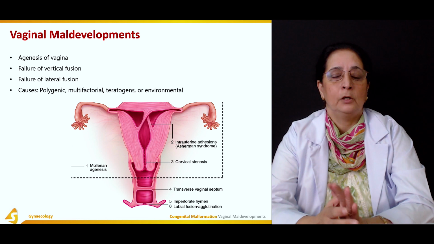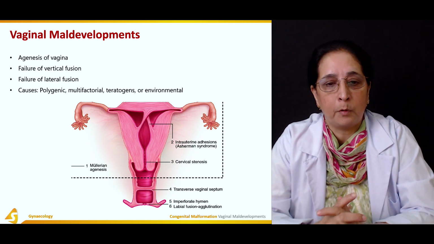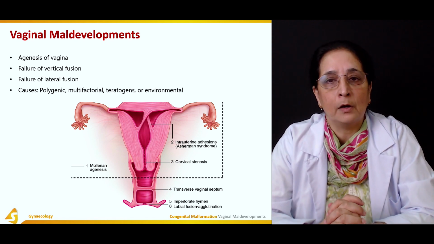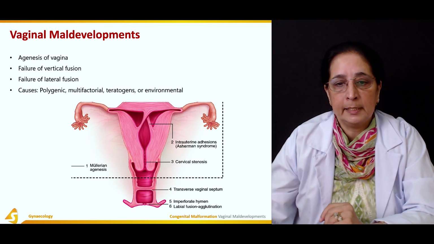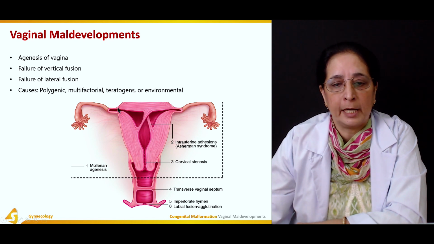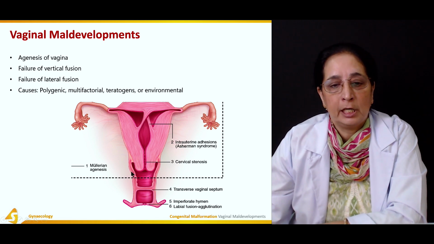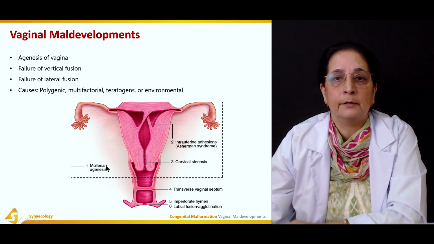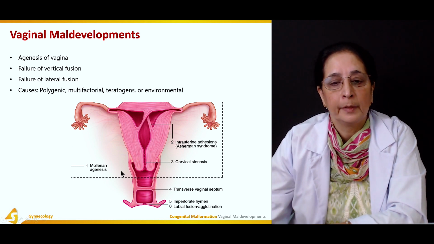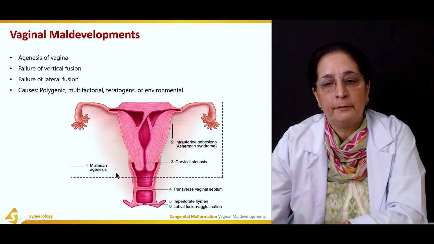Vaginal maldevelopments include agenesis of the vagina, failure of vertical fusion, and failure of lateral fusion. The causes of vaginal maldevelopments are usually polygenic, multifactorial, teratogens, or environmental. In this diagram, we have different vaginal maldevelopments like agenesis. If there is a failure of Mullerian duct development, it leads to Mullerian agenesis, that is the agenesis of the vagina.